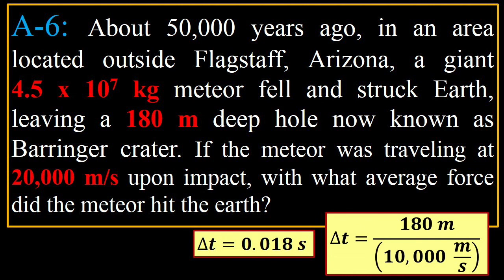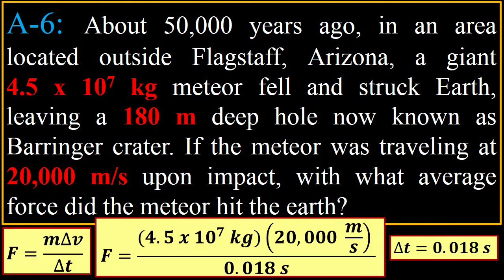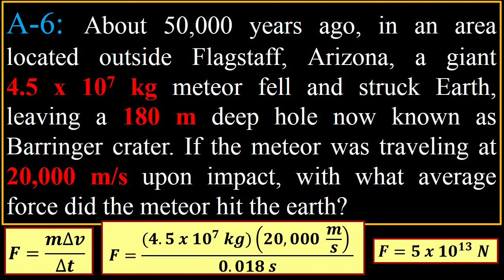0.018 seconds. Now we're going to use that value and look at impulse equals change in momentum. We know the mass, the change in velocity, which is 20,000 meters per second, and then we know the time. And we're going to plug in the mass, the velocity, and the time. And that's going to be equal to 5 times 10 to the 13th newtons. That's 5 with 13 zeros.